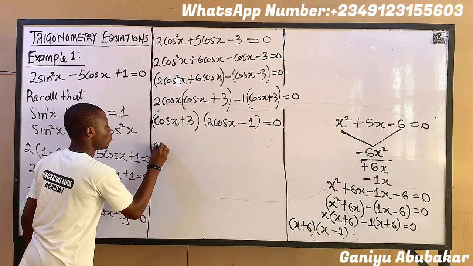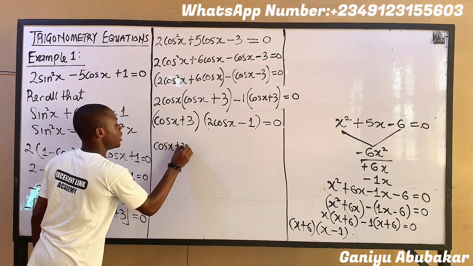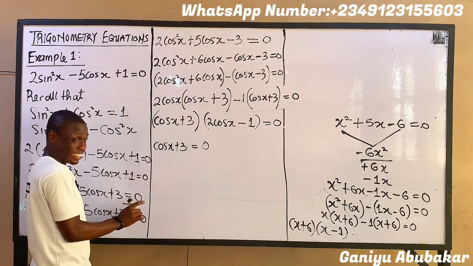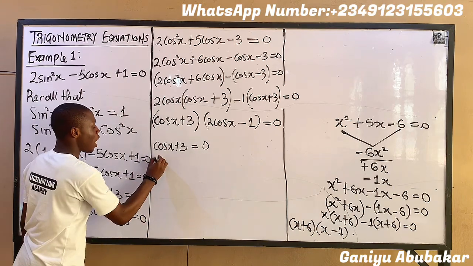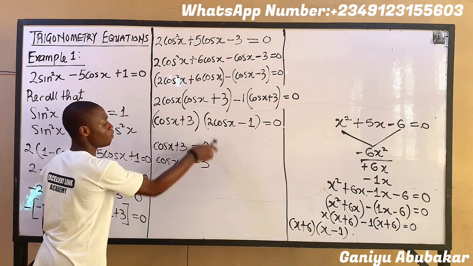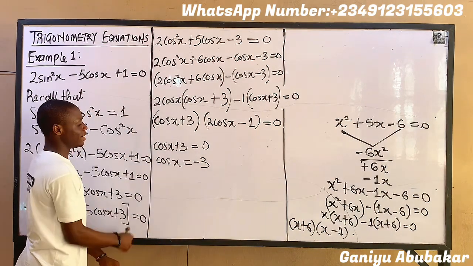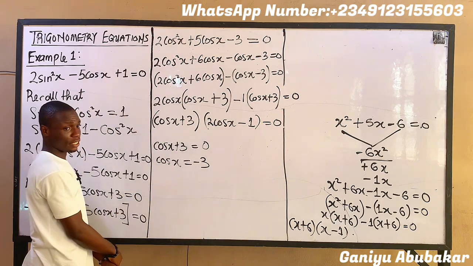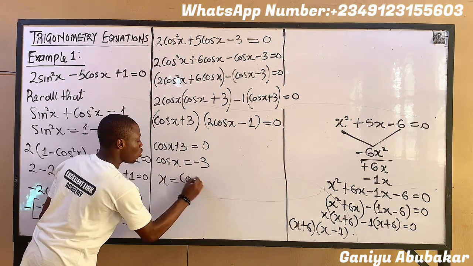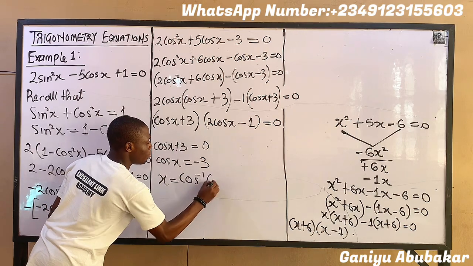I'll have cos x plus 3 being equal to 0. From here, I want to get x. Abi, so what do I get here? I'll have cos x being equal to what? Minus 3. This one comes down minus 3. Abi, so to get x here, I'll take the cos inverse of minus 3. So I have x here being equal to cos inverse of minus 3.